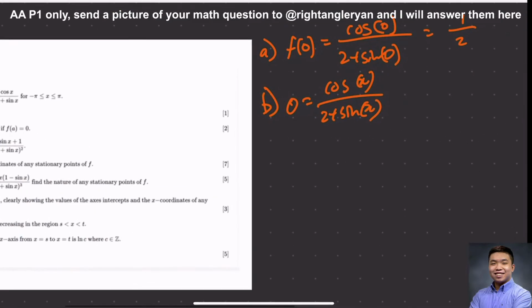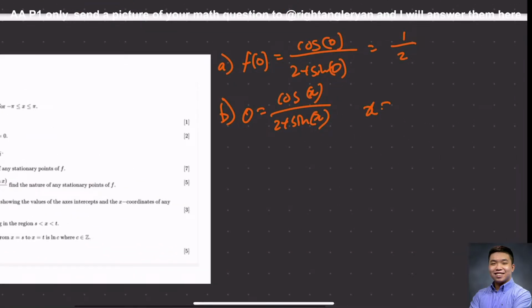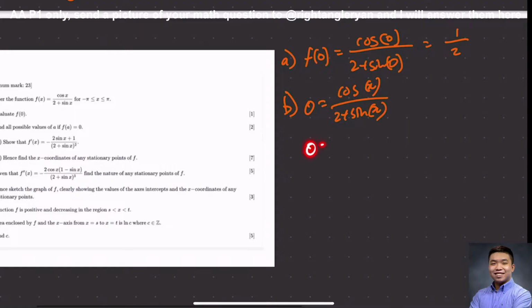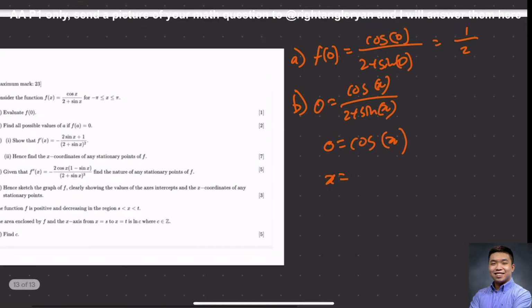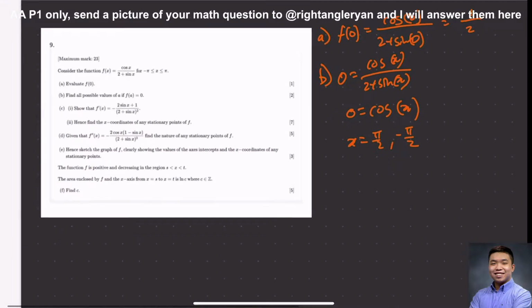Okay, so we have to first say that x cannot be 0 or pi, right? Why is that the case? Because, oh wait, no, that is fine. So we have 0 equals cosine x. So therefore x is equal to pi over 2 or negative pi over 2, right? Okay, good.